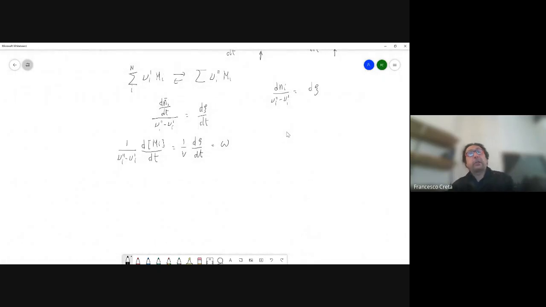Usually in the notation that we're going to be using, we're going to use omega without any subscript for the reaction rate, whereas we're going to use the notation omega_i for the rate of change of the molar concentration of the species i. The only way in which these are the same is when ν_i double prime minus ν_i prime is exactly equal to 1. So if this factor is equal to 1, then omega_i is actually equal to omega.